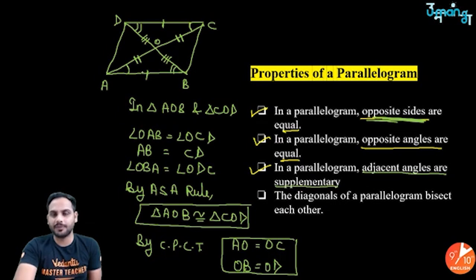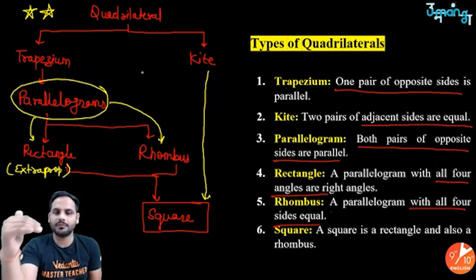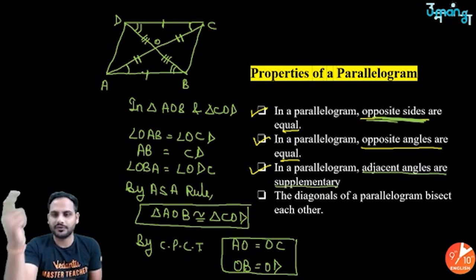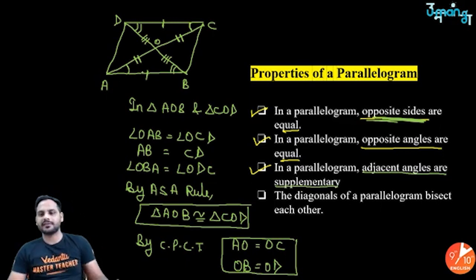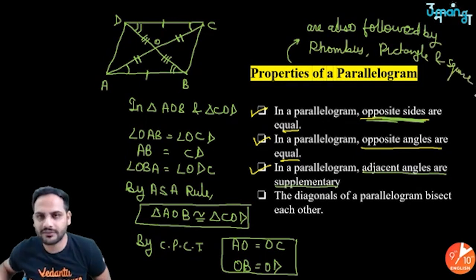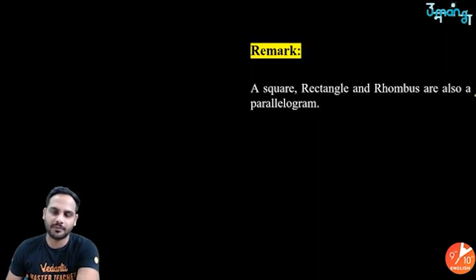Now, since these are the properties of the parallelogram, I have told you very clearly that under the parallelogram come the rectangle, rhombus and square. So all the properties which we have got till now: the diagonal divides it into two congruent triangles, opposite sides are equal, opposite angles are equal, adjacent angles are supplementary and diagonals bisect each other, all these properties of a parallelogram are also followed by the rhombus, rectangle and square. And these will have some extra properties other than these. So let us discuss those extra properties.